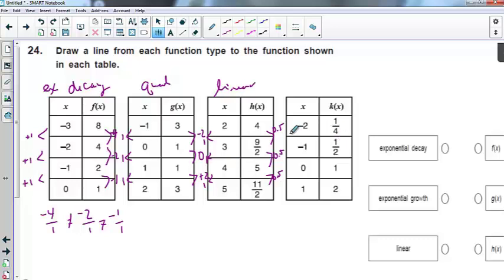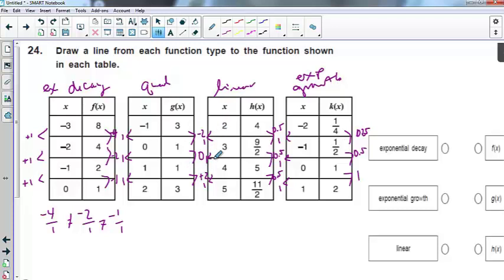Okay? What's happening here? Up 1 here? And here? Up a half. That's not a half, that's a fourth. Here? A half. So this one is your exponential growth. Do you see that? Yes? No? You all are confused probably? Do you understand how I'm telling whether or not it's linear?